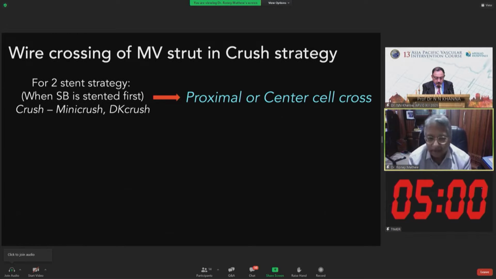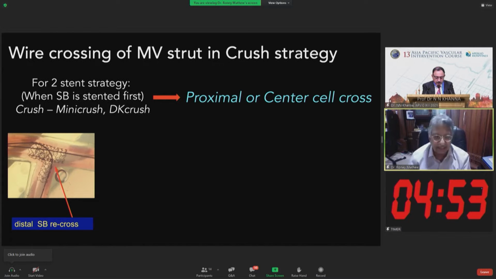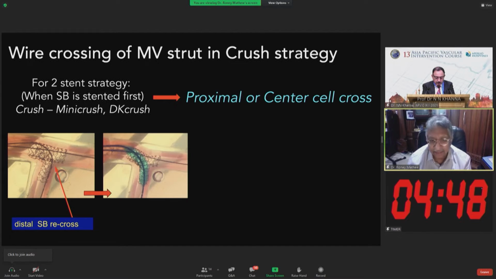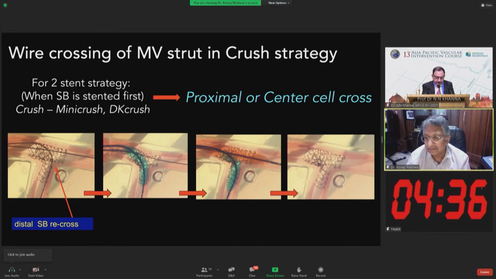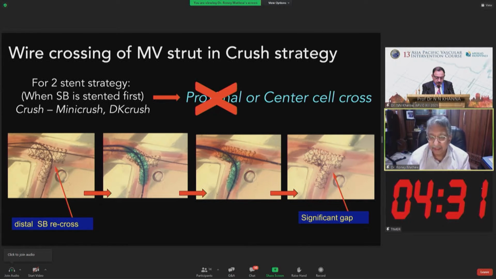Now, when we are talking about crush strategy, that's for a two-stent strategy. We always say it should not be distal, it should be the proximal and center cell. The reason is, because as you see here, if you cross distally and you take the balloon, you're going to pull this strut proximally, and you would find an area that is uncovered by the stent. And that is why there's a significant gap. So it should always be a center or a proximal cross.